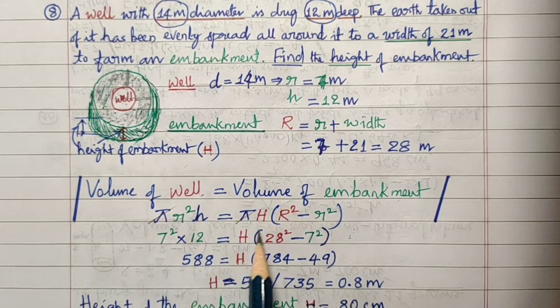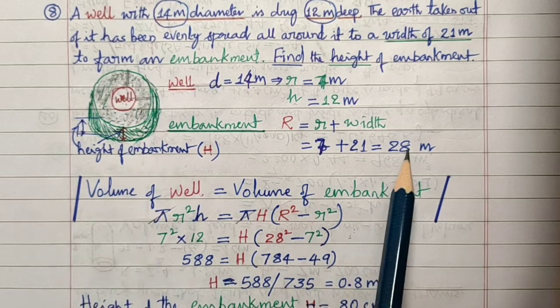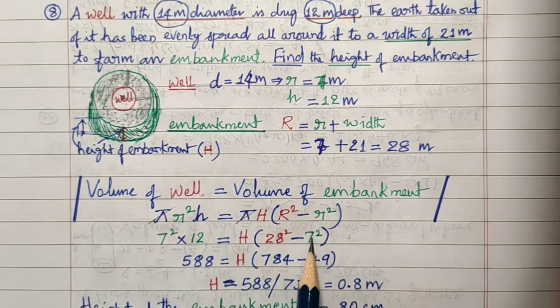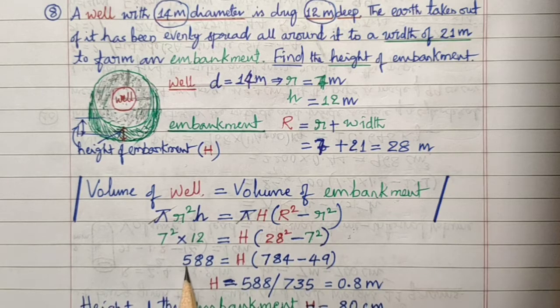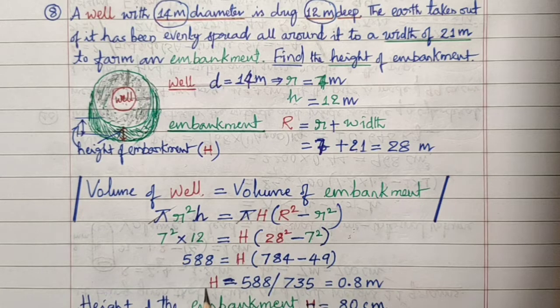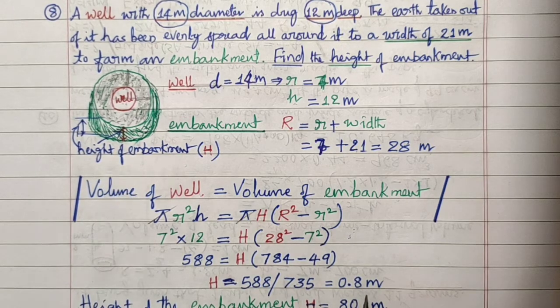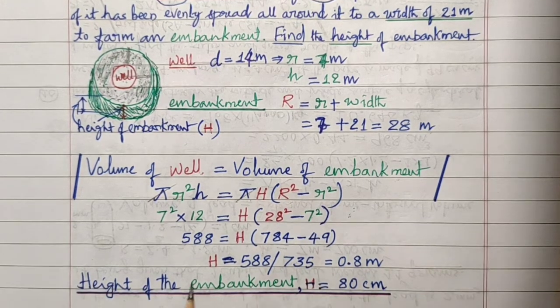The pi got cancelled, h is there. Big R square is 21 plus 7, that is 28 square, minus small r square, 7 square. So 588 is equal to h into 784 minus 49. Therefore h is equal to 588 divided by 735, that is 0.8 meters. This is the height of the embankment. We can convert this into centimeters by multiplying with 100. So the height of the embankment is 80 centimeters.